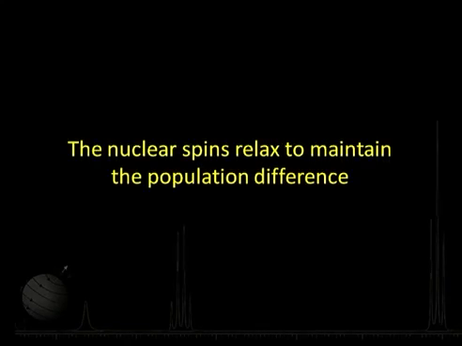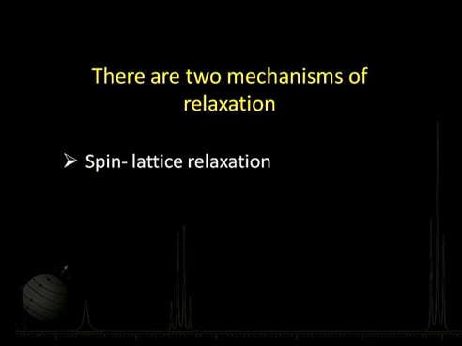But fortunately for us, that does not stay as such. When we give radio frequency, the difference in population does decrease, become lesser and lesser. They tend to saturate, but there are certain mechanisms which come into play, which let this balance to be maintained. They are called relaxation mechanisms. That means there are nuclear spins, they relax to maintain this population difference, and there are two such mechanisms for that. Let's quickly look at those two mechanisms there. One is called spin-lattice relaxation, the other one is called spin-spin relaxation.